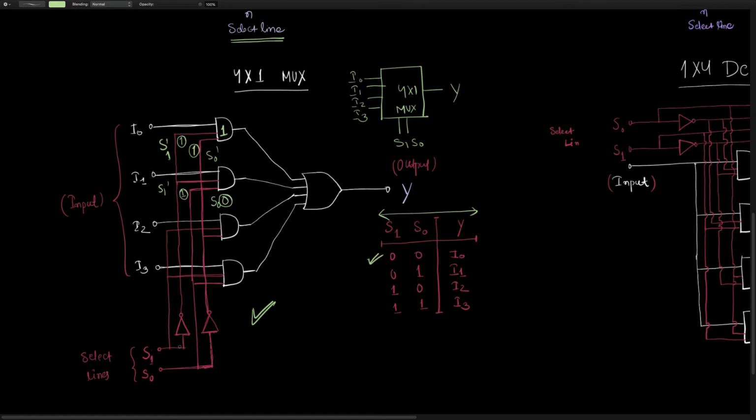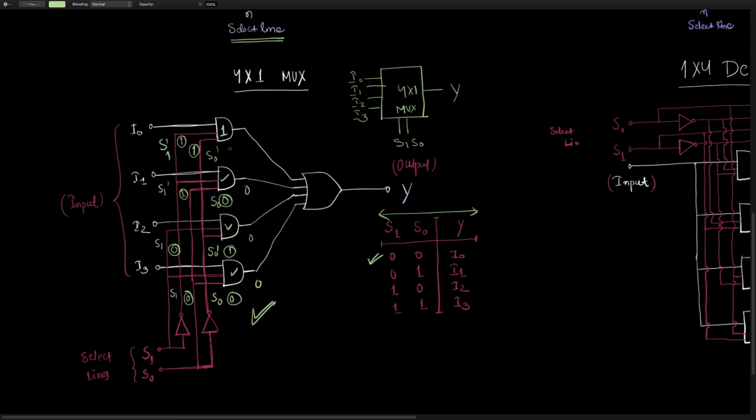Next one, if you consider this one, this one is S1, this one would be S0 complement, and the last one would be S0 and S1. Okay, so this one would be 0 0, this one would be 1 0. So if you consider all these configurations, at least one of the inputs to all these AND gates is going to be 0, so the output would always be 0.